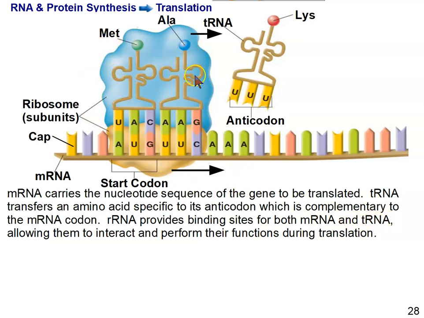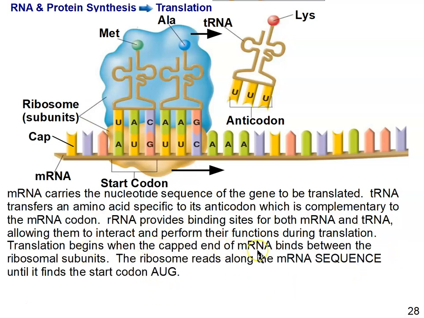And there are actually 3 binding sites for transfer RNA. The ribosome's not being shown wide enough here to have 3 binding sites, but there's the A site and the P site, and there would also be an E site for exit. This allows the transfer RNAs to interact. This allows all the RNAs to interact and perform their function during translation.